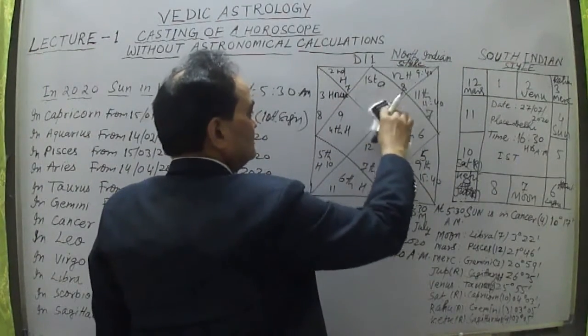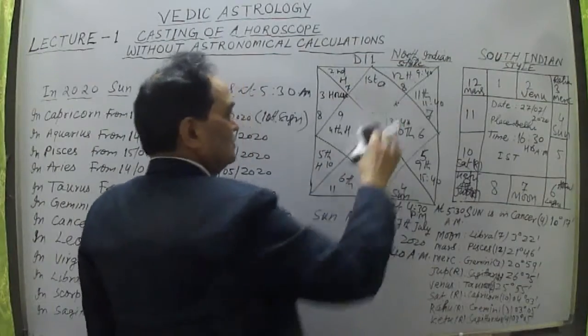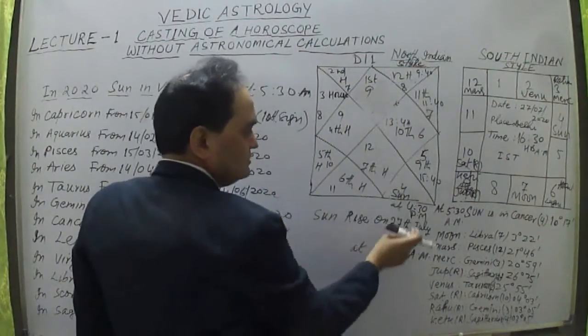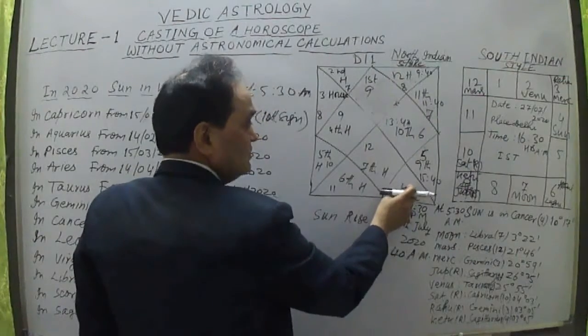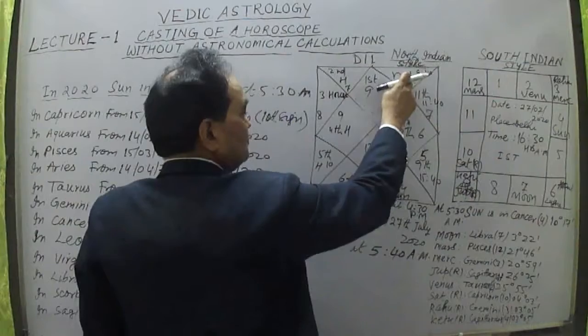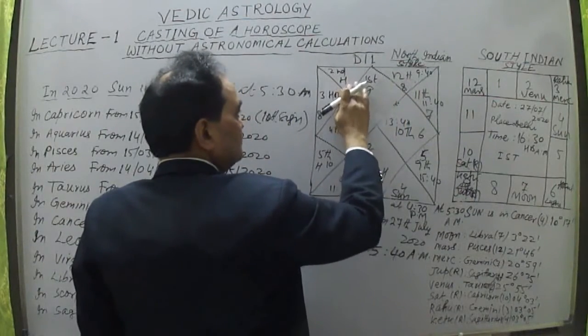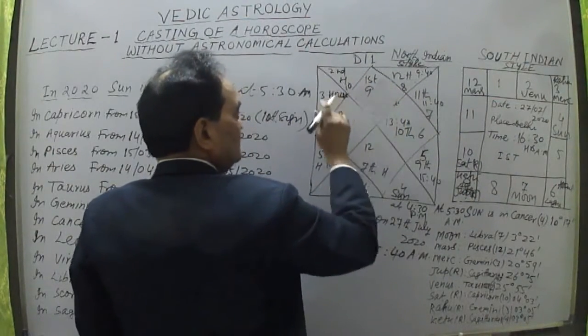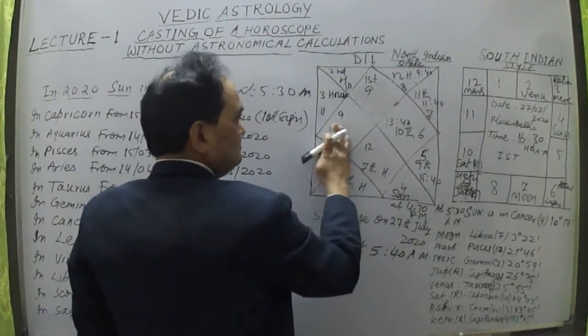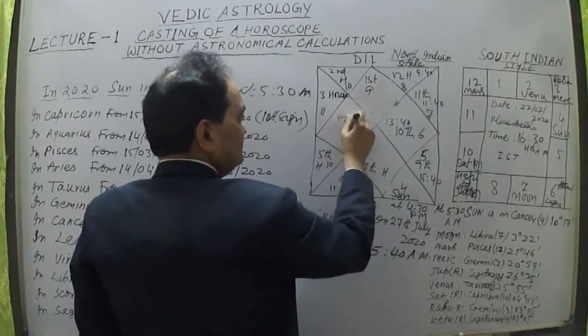So the sign is the 9th sign, meaning Dhanu Rashi. This is the 9th sign now. So the Sun is in the Cancer sign. Cancer, Leo, Virgo, Libra, Scorpio, Sagittarius, and this is now Capricorn, the 11th sign. Aquarius, right? This is the Pisces sign. Now it is the Pisces sign.